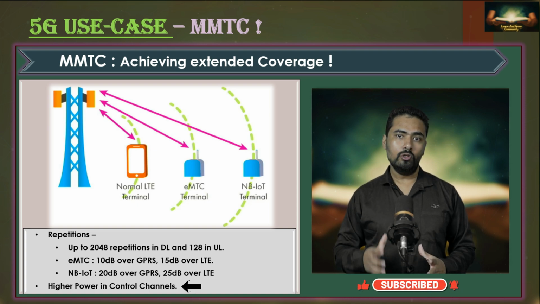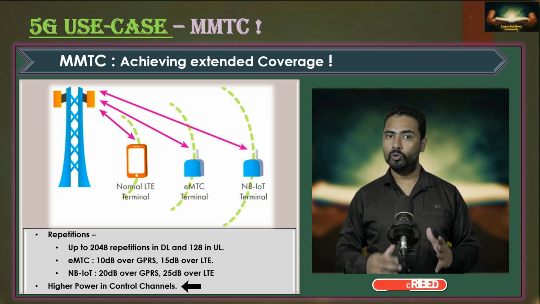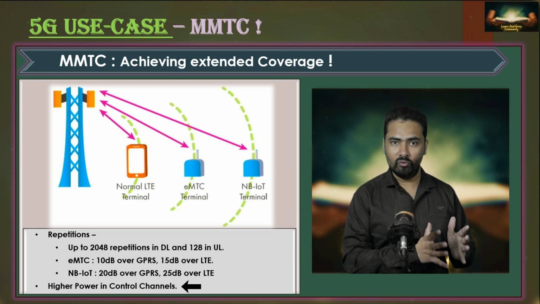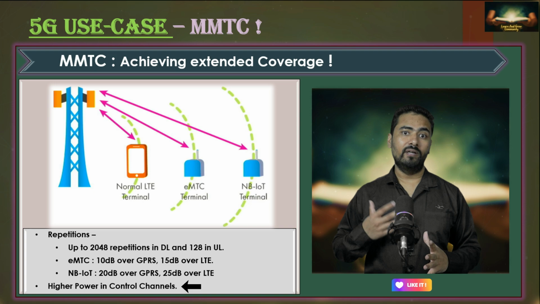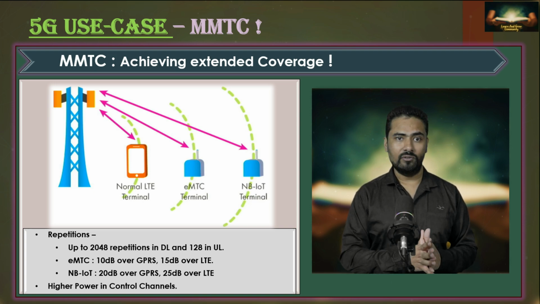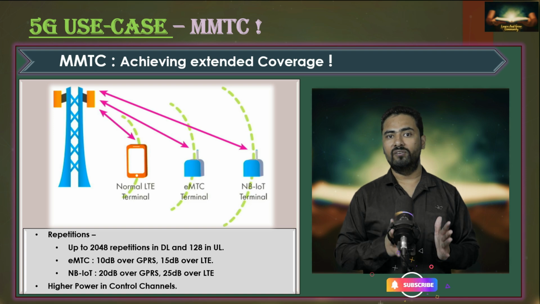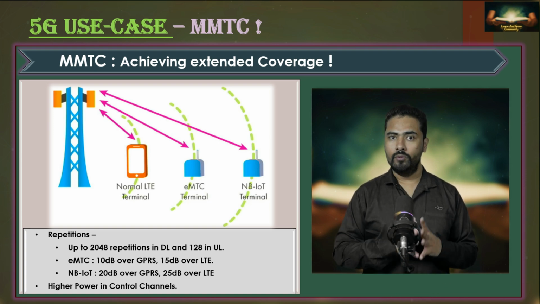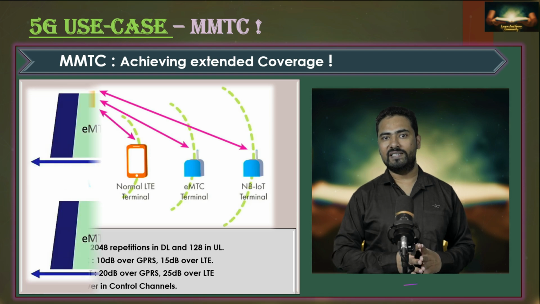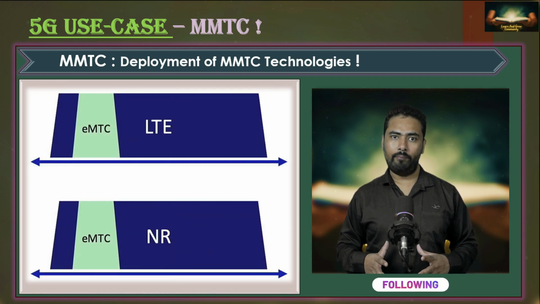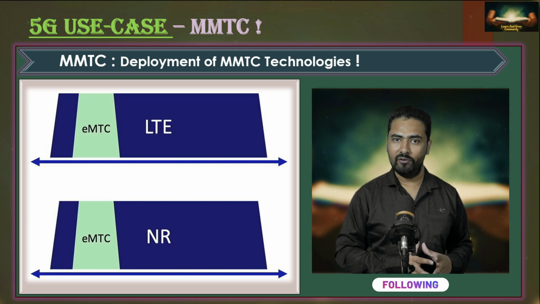In addition to this, there is a second aspect. Control channels can also be a limiting factor in coverage. So the power levels of the control channels can also be increased to improve coverage. But that needs to be done very carefully and should only be applied to those control channels which are the limiting factors of the coverage. So these are the two main techniques which can be used to improve coverage for mMTC devices. Now let's quickly see how these technologies can be deployed on existing LTE networks.